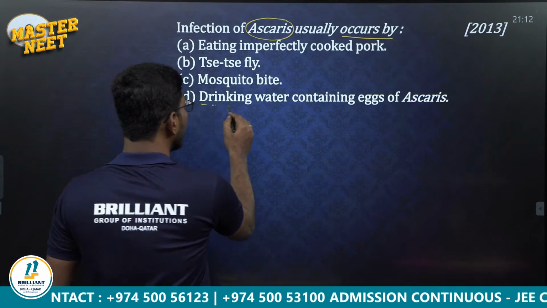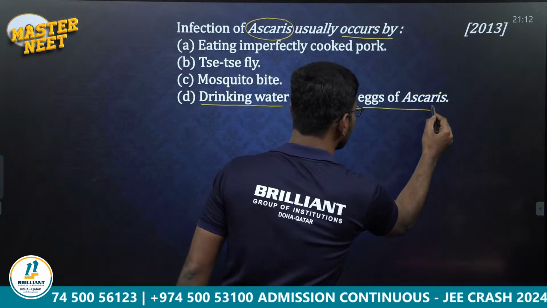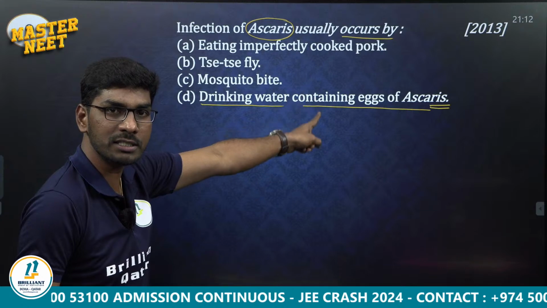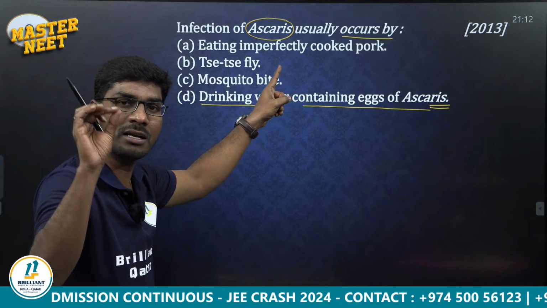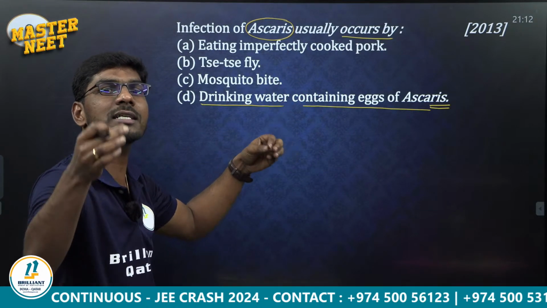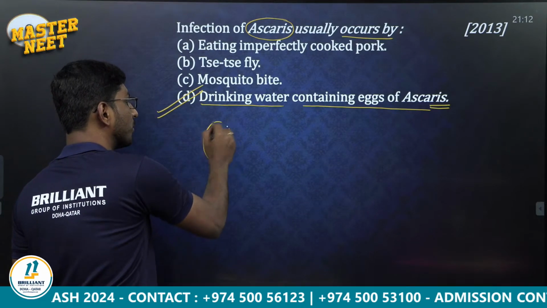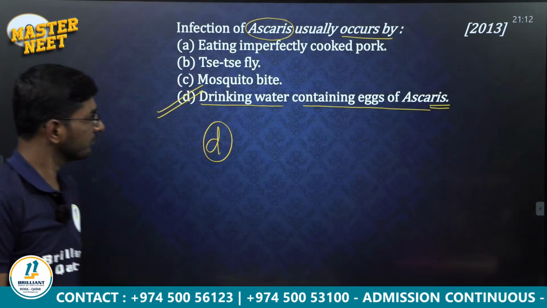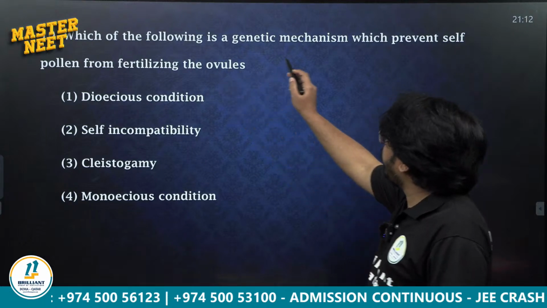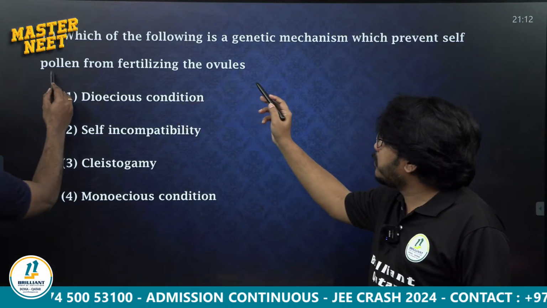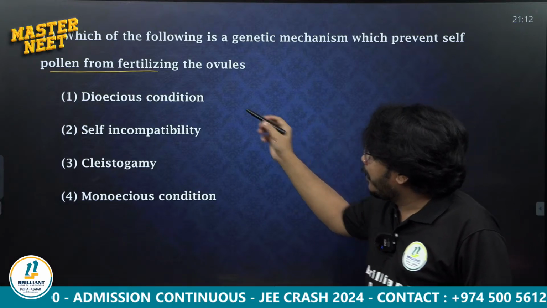So drinking water contaminated with eggs of Ascaris is the mode of infection. Remember, Ascaris lumbricoides is the nematode worm that causes ascariasis disease. So the answer is what option? D is the right option. Done. Next question. Which of the following is a genetic mechanism which prevents self-pollen from fertilizing the ovule?